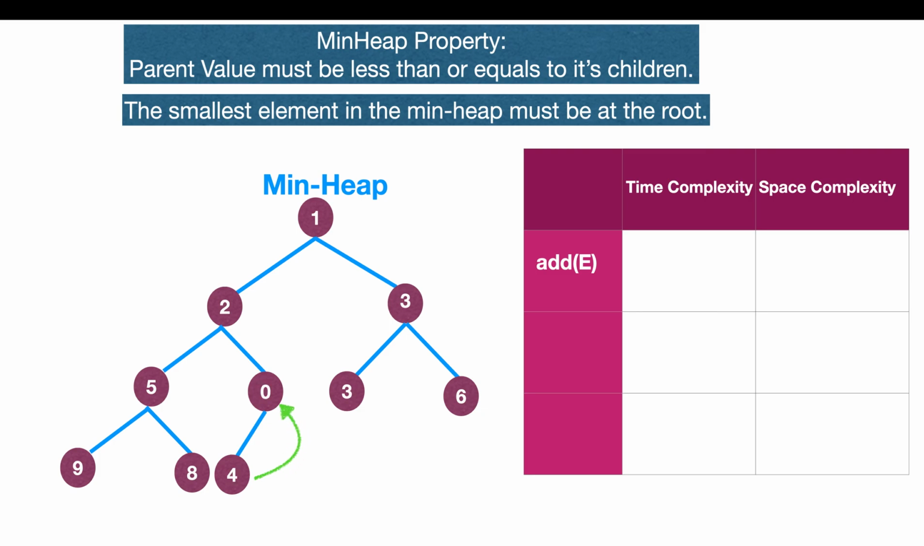Now again children 0 less than its parent 2, swap with the parent. Now again children 0 less than its parent 1, so swap with the parent. That's it. So we are done with adding elements into MinHeap. The time complexity is obviously log n and space complexity is constant.